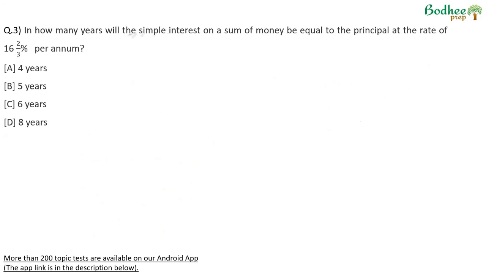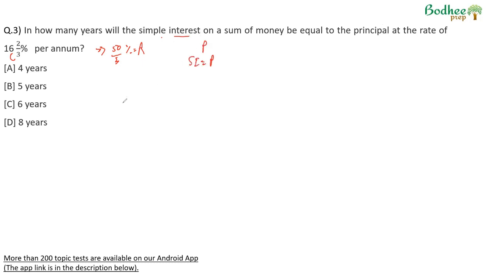In how many years will the simple interest on a sum of money be equal to the principal at the rate of 16 and 2 by 3 percent? So the rate is 16 threes are 48 plus 2, 50 by 3% is the rate. We need the simple interest to be equal to principal. So if principal is P, simple interest also has to be equal to P.